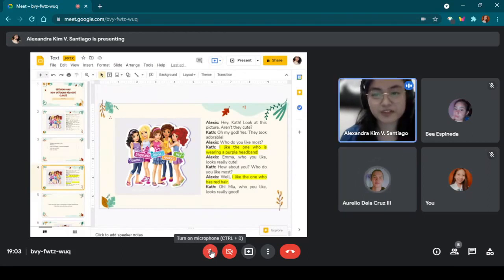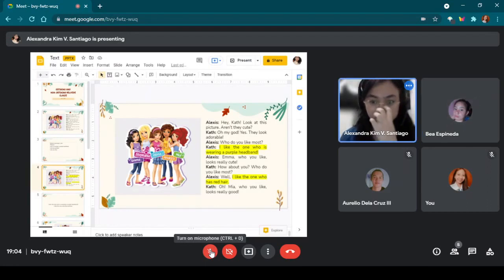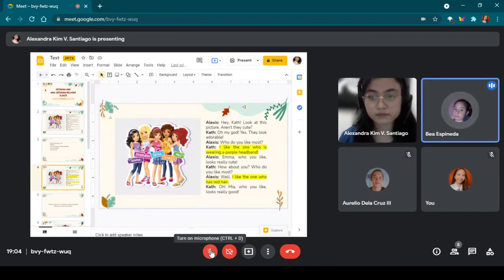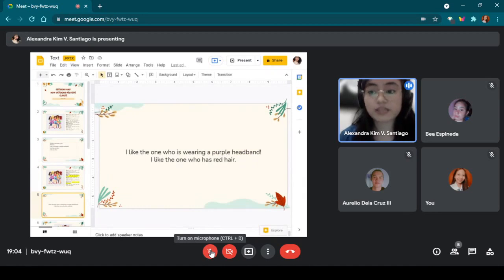Very good, Mr. De La Cruz. How about Alexis' line? I like the one who has red hair. How did Kat know that Alexis was referring to Mia? Okay, Miss Espineda. Kath was able to identify that it was Mia because she was the only one that had red hair. Very good, Miss Espineda. So, these two phrases are examples of defining relative clauses.